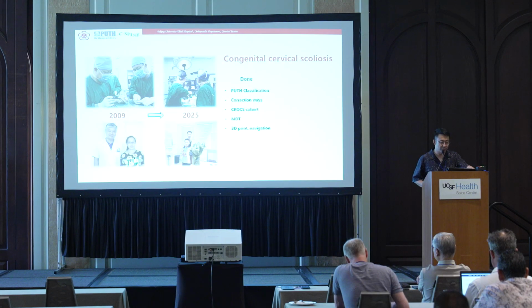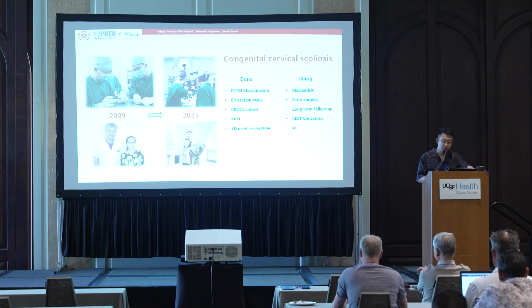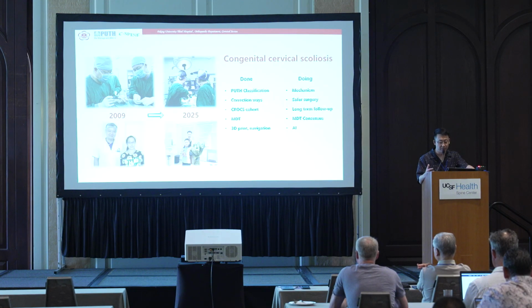So we have done the PUMCH classification. We have found 2 very effective ways to crack this kind of deformity. And we set up the CROCS cohort I mentioned the day before yesterday. We established the MDT team, and we have the 3D printed spacer and the navigation system. What I'm doing in the future is that we try to find the mechanism of this very rare congenital deformity, and we try to make some changes and make the surgery much safer.